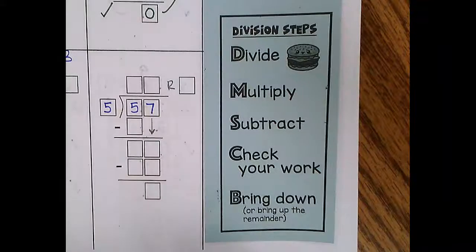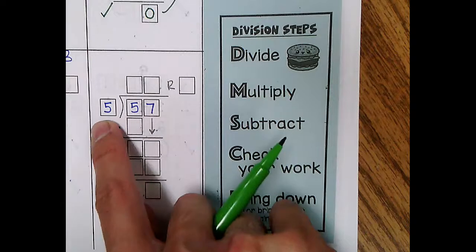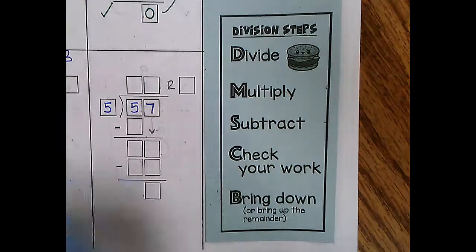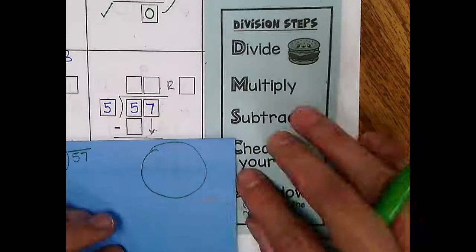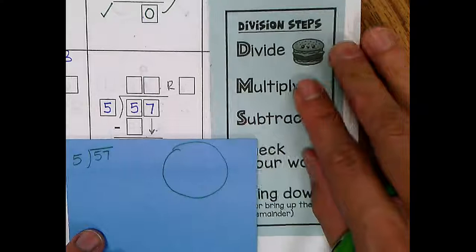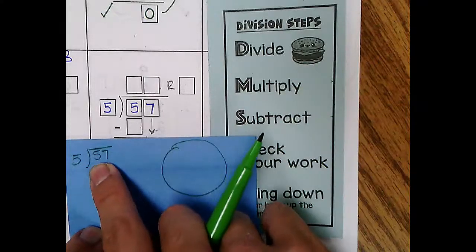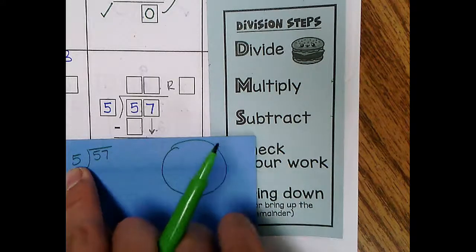All right, let's do another division problem where our answer will actually have a remainder. So let's do 57 divided by 5. Let's draw a picture to see what that looks like first. So I have 57 divided by 5. That means I have 57 candies, apples, whatever it is, and you're splitting it with 5 friends.